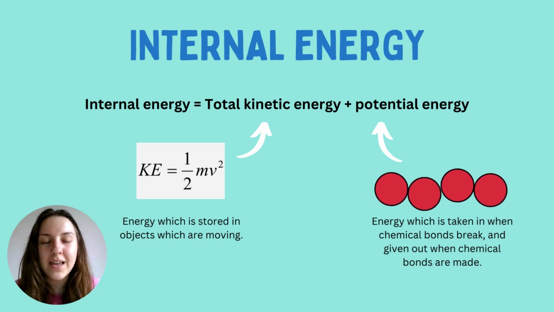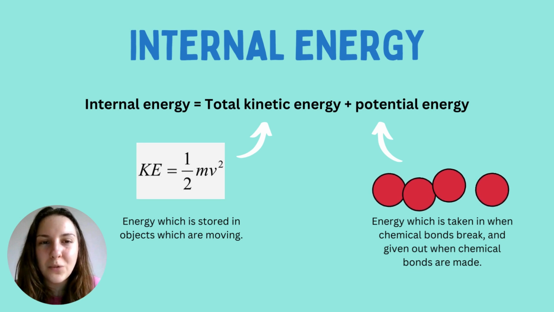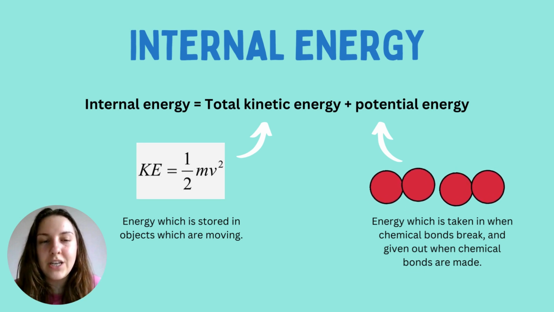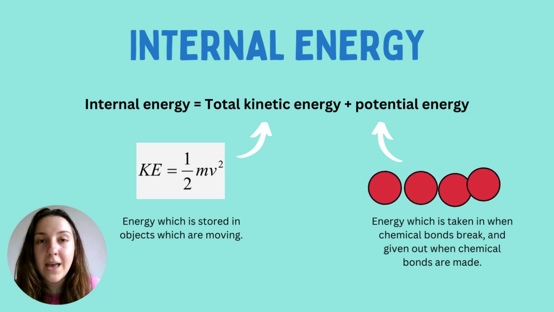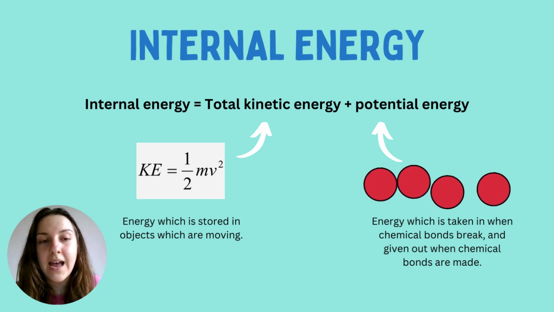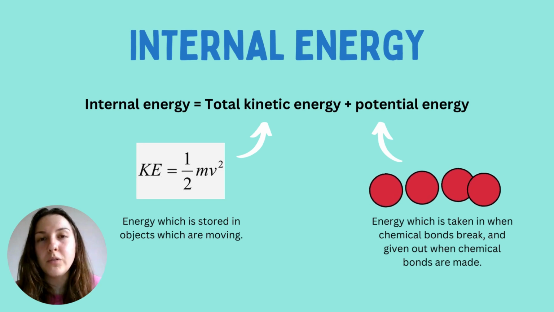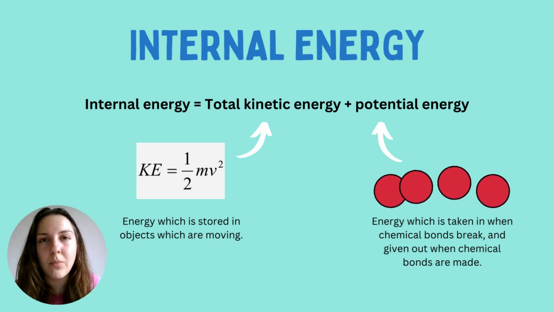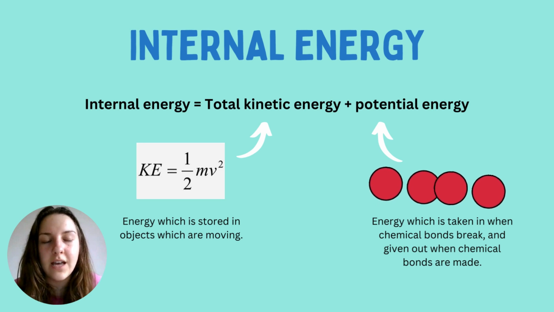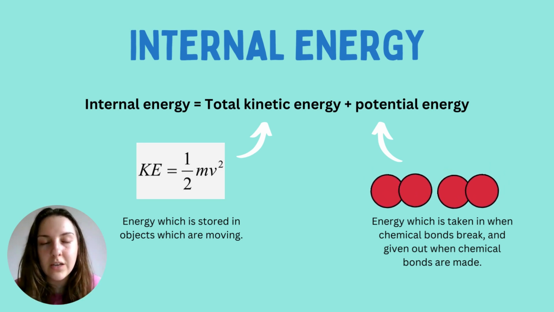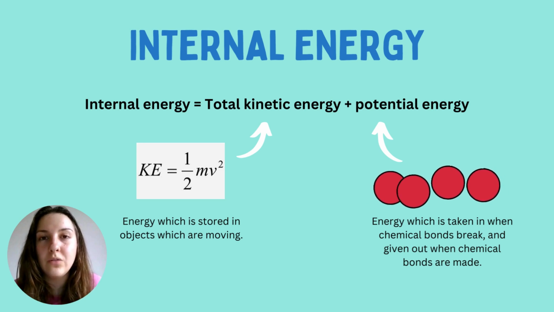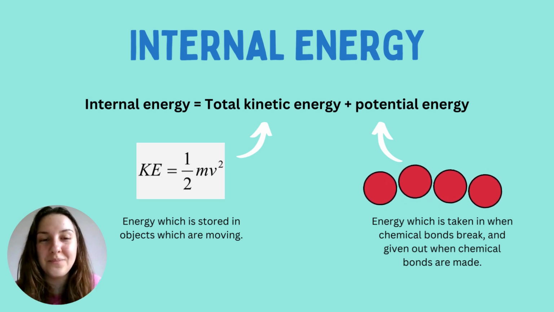But just to clarify, kinetic energy is a half times the mass times the velocity squared. But potential energy, now this is the type of energy that is taken in when chemical bonds break and is given out when chemical bonds are made. And it's the potential those particles have to have that energy there. So we can calculate this in the exam if we were expected to. They could give us some data, we could work out the total internal energy of a system.